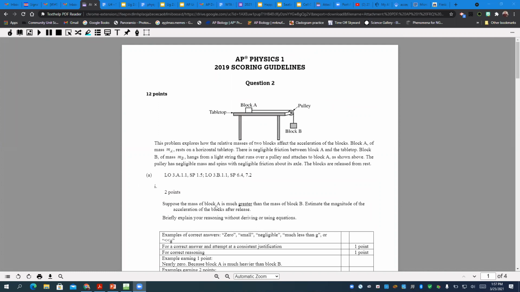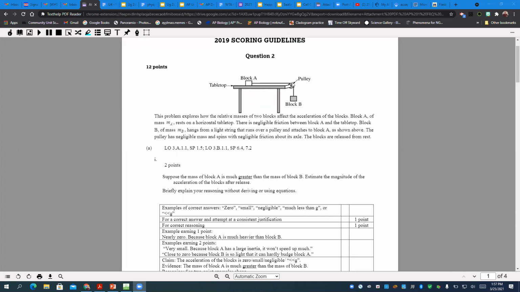it says, suppose the mass of block A is much greater than the mass of block B. So this guy's really, really, really big. Estimate the magnitude of the acceleration of the blocks after release. So you just basically need to give some sort of proper guess for an estimation here. So correct answers could be 0, small, negligible, much less than g, or that's symbolically much less than g. And then you needed to give a correct reasoning. Because it says briefly explain your reasoning without deriving or using an equation.